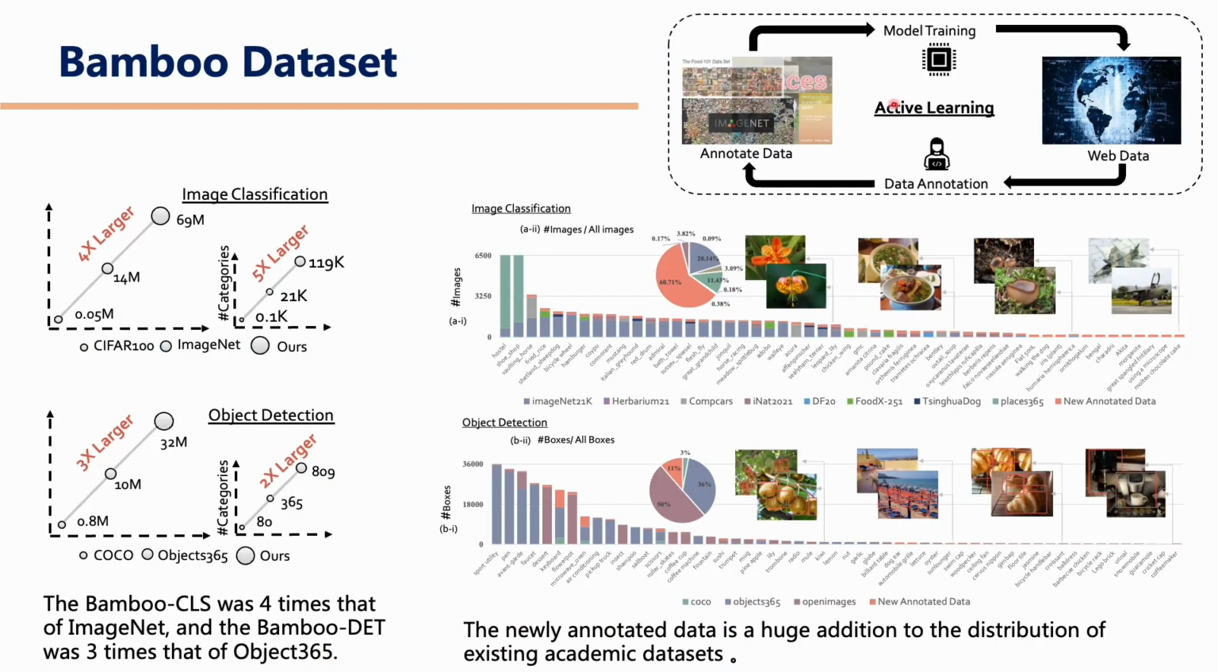Based on this active learning strategy, we built the Bamboo dataset. The Bamboo classification part is 4 times that of ImageNet, and the Bamboo detection part is 3 times that of Object365. Besides, as we said, the newly annotated data is a huge addition to the distribution of the existing academic datasets. We can see the new annotated data is mostly in this part. This part is the concepts which never show up in the current datasets.